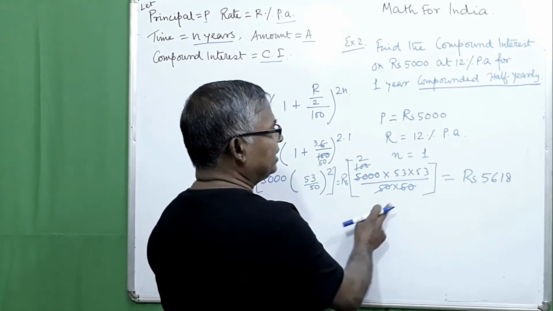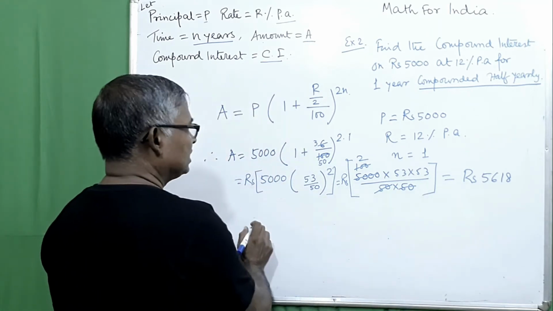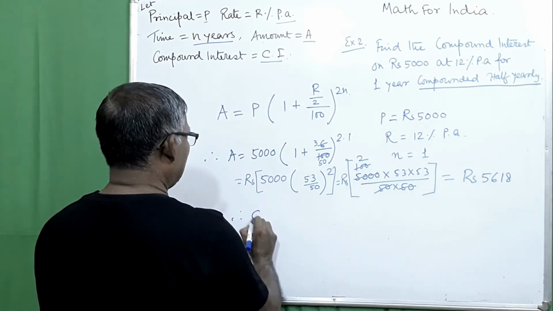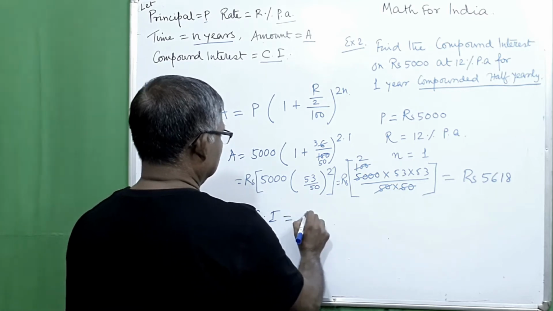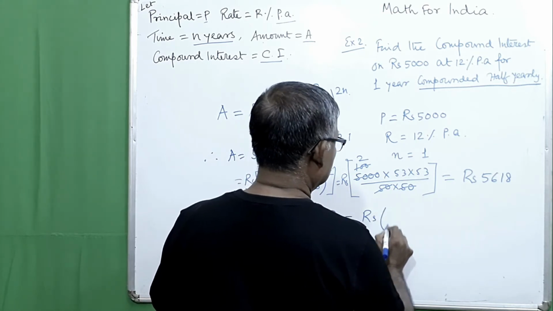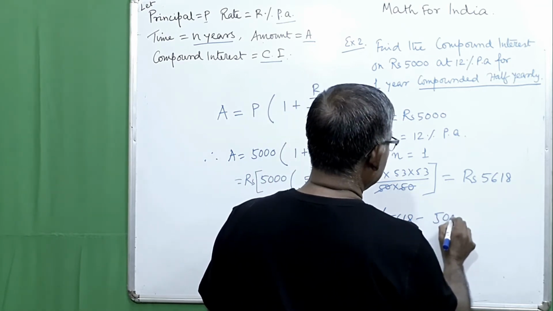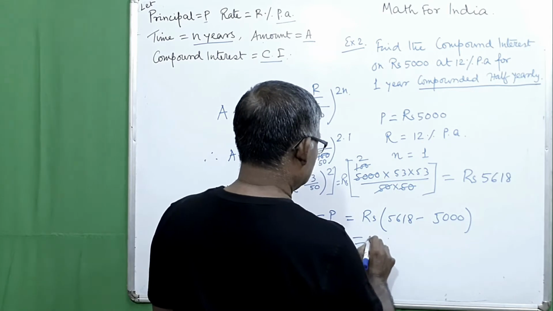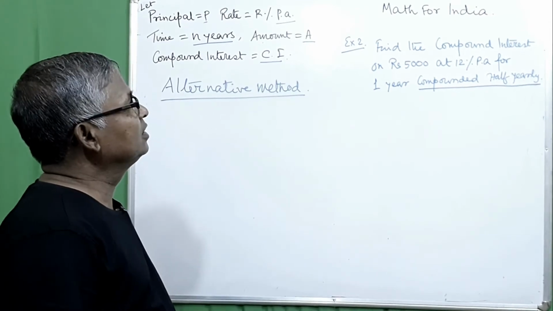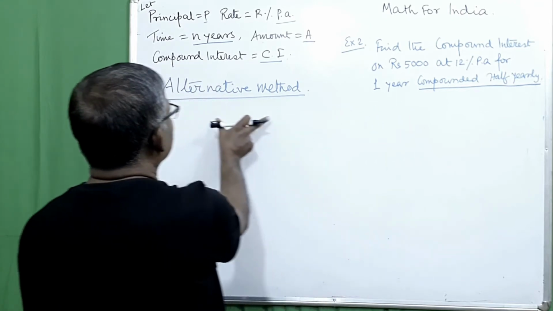After calculation we will get rupees 5,618. So the amount is 5,618. Therefore compound interest is A minus P, that is rupees 5618 minus what is the principal, that is 5,000. So compound interest is 618. Students, let us solve the problem in another way.